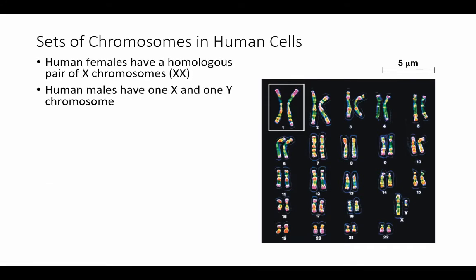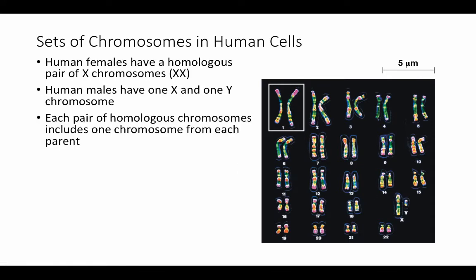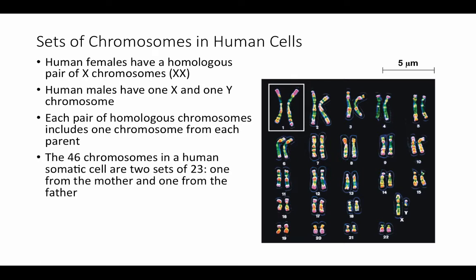So again, human females have homologous pairs of X chromosomes, and human males have one X and one Y. So here we see the large X chromosome, the smaller Y chromosome. Each of these pairs of homologous chromosomes represents the contribution of each parent. Each one of the pair is going to come from one parent. Say this one comes from the mother, and maybe this one comes from the father. So this is going to be the contribution of the two parents. Each one is going to contribute one chromosome in each set. So the 46 chromosomes in a human somatic cell are two sets of 23. One set of 23 came from the mother, and one set of 23 came from the father.